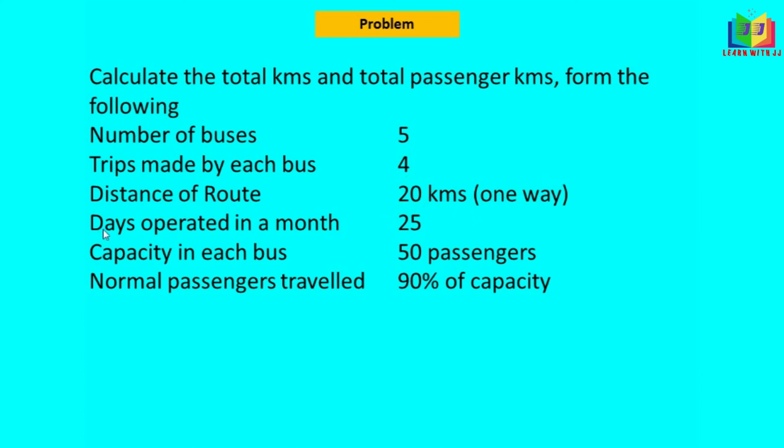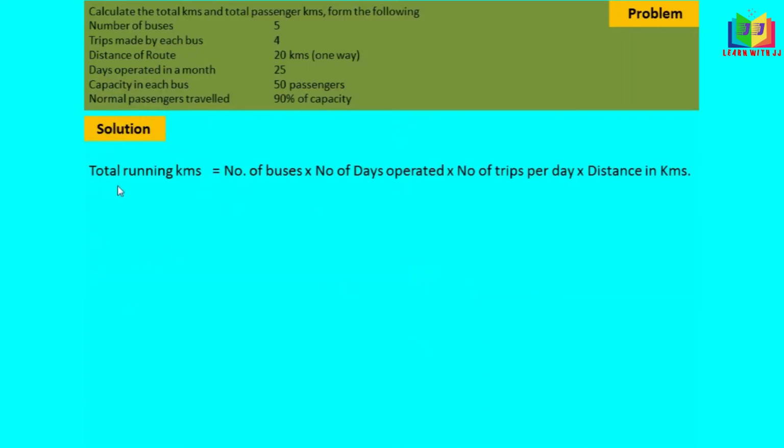Days operated in a month are 25 days. Capacity in each bus is 50 passengers. Normal passengers travel at 90% of capacity. Let's see how to do. First, we have to calculate the running kilometer because they asked to calculate the total kilometers and total passenger kilometers. So we have to calculate this running kilometers.